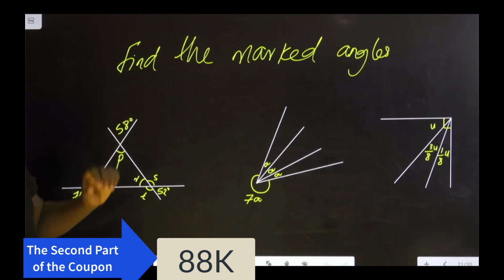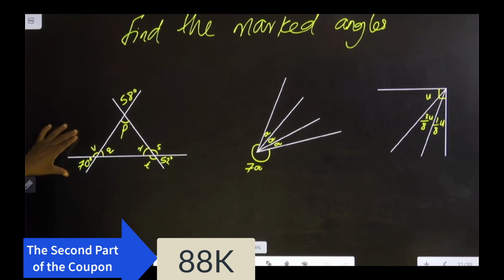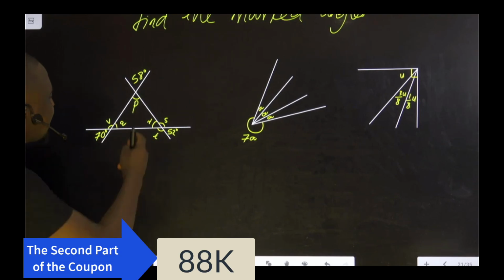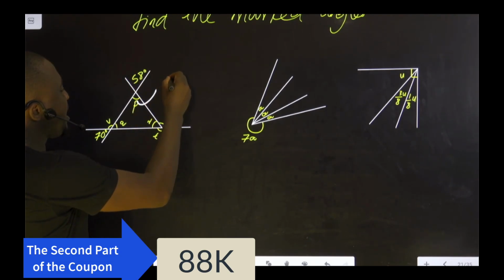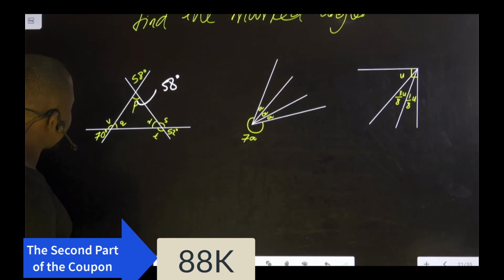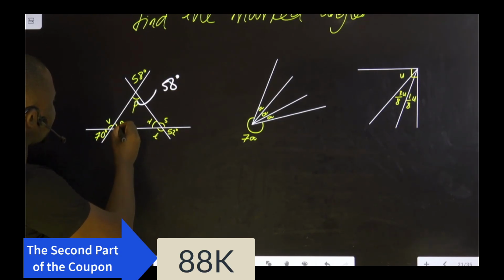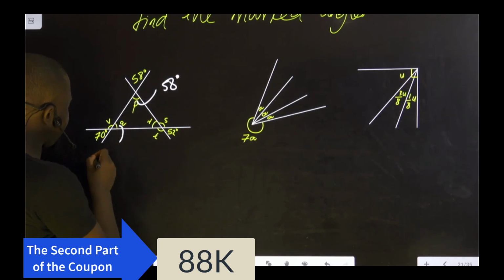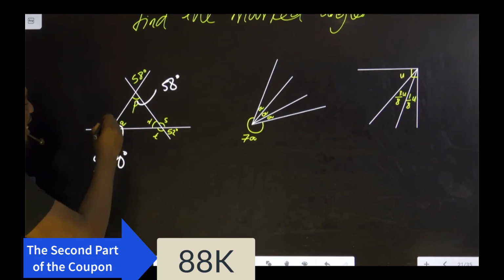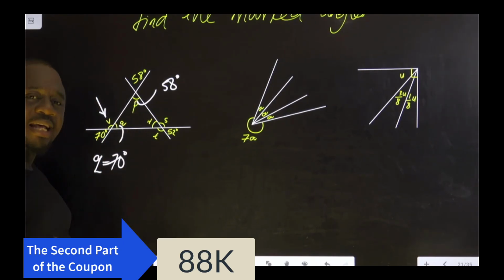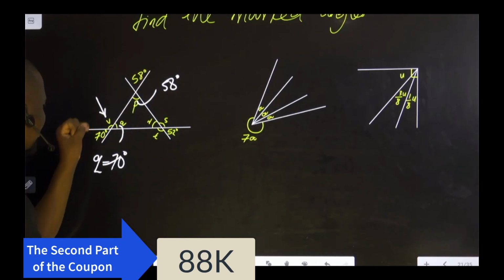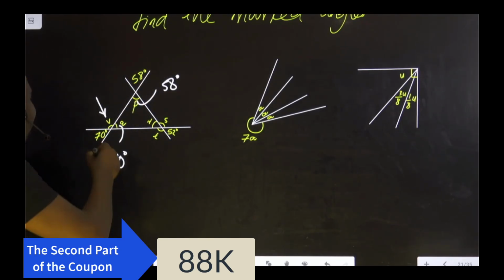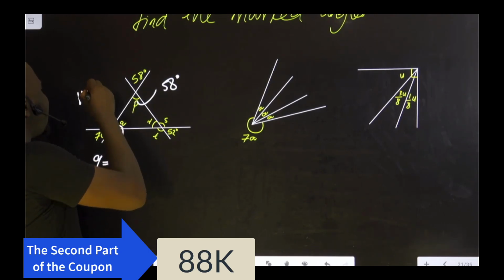Okay? Let's look at it. It says find the marked angles. Let's start with this. This is vertically opposite. So P therefore is 58 degrees. This is also vertically opposite. So Q therefore is equal to 70 degrees. Angle on a straight line. It means that V is 180 minus 70 because Q is 70. If you remove it from 180, you're going to have 110 degrees.